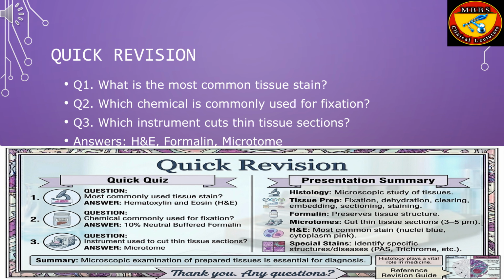Answer: Microtome. Summary. Histology is the study of tissues under the microscope. Tissue preparation includes fixation, dehydration, clearing, embedding, sectioning, and staining. Formalin preserves tissue structure. Microtomes cut thin tissue sections. H&E is the most commonly used stain. Special stains help identify specific structures and diseases.